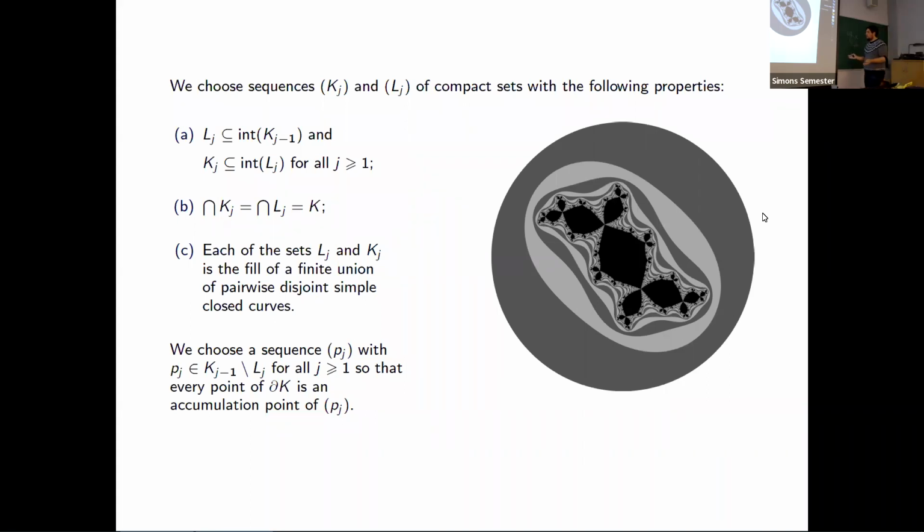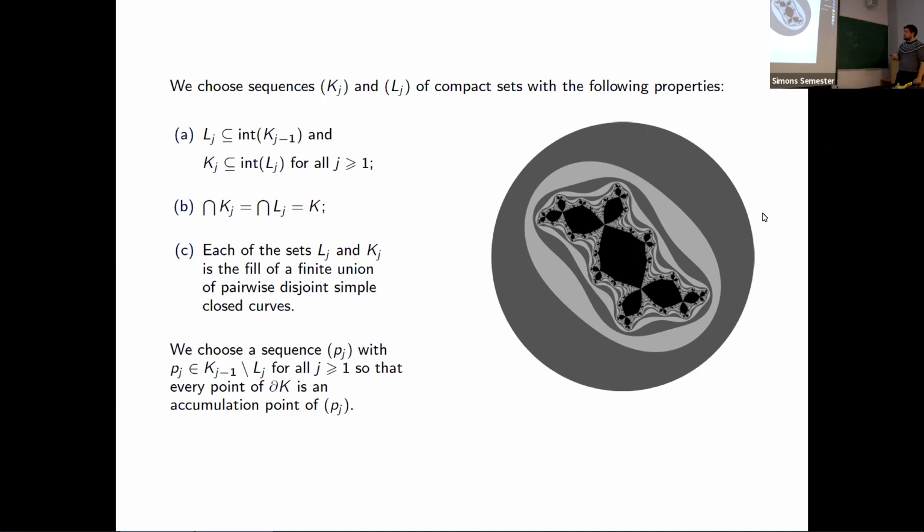So we start with the set K. The first step is to write K as an intersection of compact sets. Here I put them in dark gray. For every compact set K, you can find a sequence of full compact sets that satisfy this property, that the intersection of this collection of full compact sets equals K. Right, so you keep approximating, getting closer and closer to K.